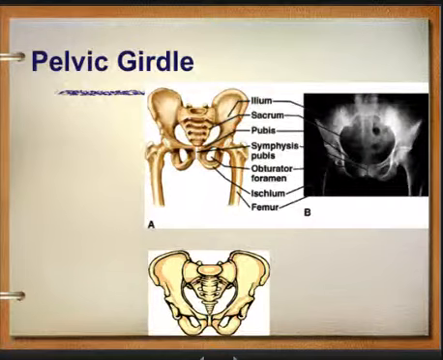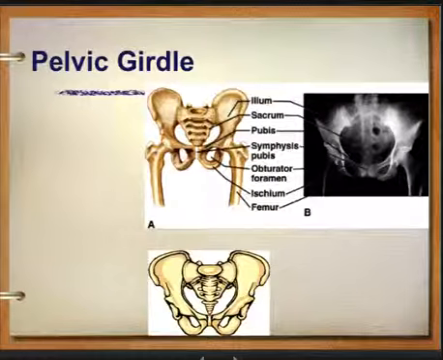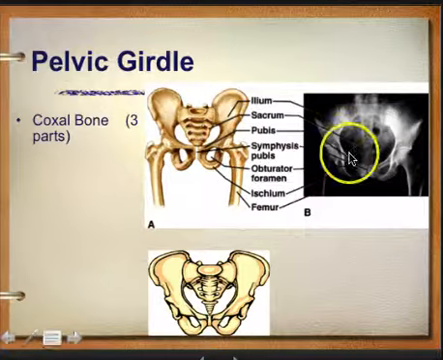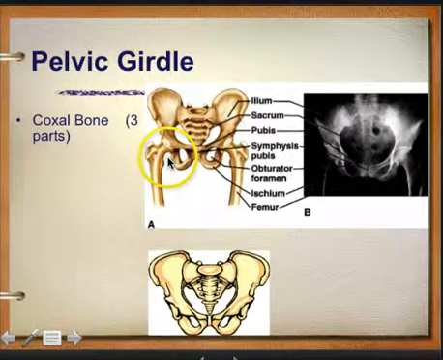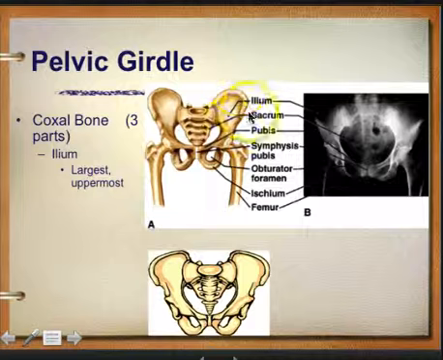Now that we have finished the upper limbs, we're going to look at the lower limbs beginning with the pelvic girdle. That is where all the other appendages will hang from. Remember, the pelvic girdle itself is also part of the appendicular skeleton. The pelvic bone will begin with the coxal bone, which is really made up of 3 different parts. The coxal bone is made up of the ilium, which is the largest and uppermost portion of the coxal bone.